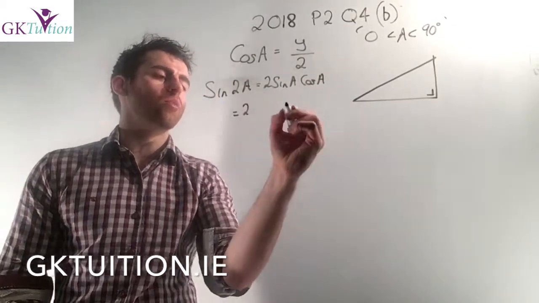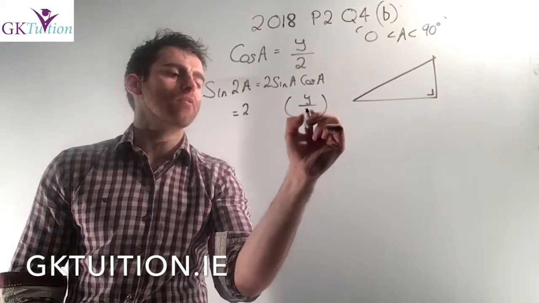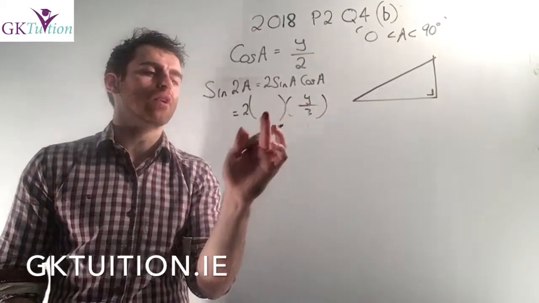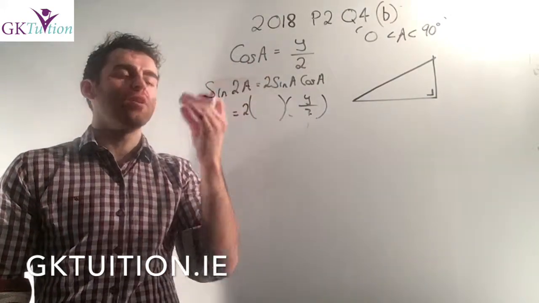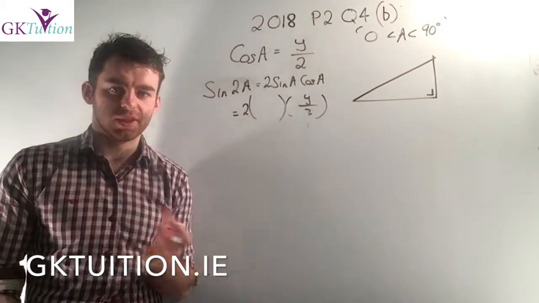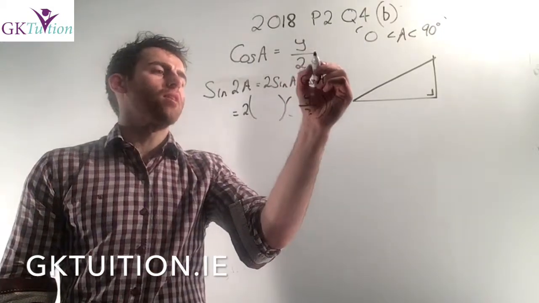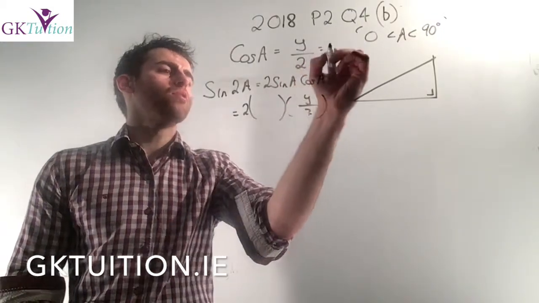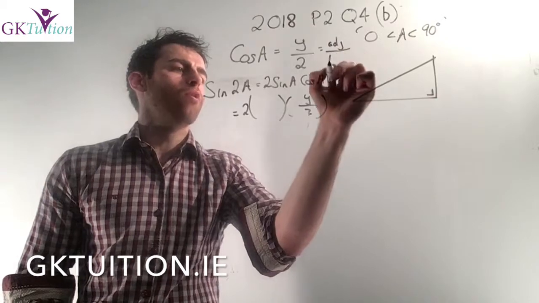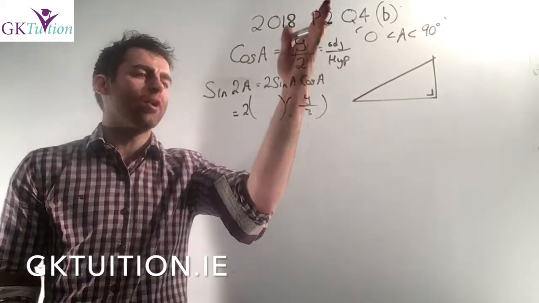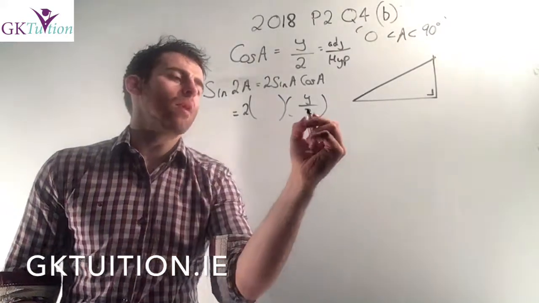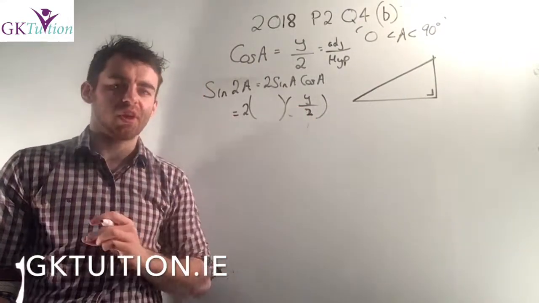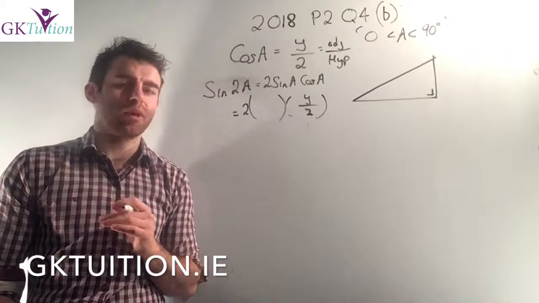So at the moment, I can nearly sub in for all of that. 2 is just a number. The cos of a is equal to y over 2. So I just need to figure out what the sine of a is. If you know the cos of a, you can work out the sine of a and the tan of a, because remember the ratios. Cos represents the adjacent over the hypotenuse. If you know that ratio, you can work out the opposite. We want the opposite because the sine of an angle is the opposite over the hypotenuse.